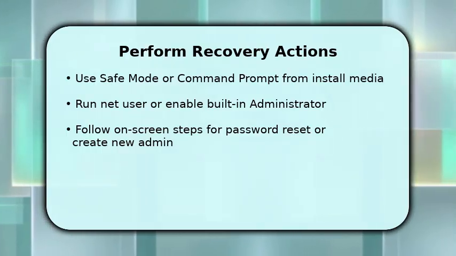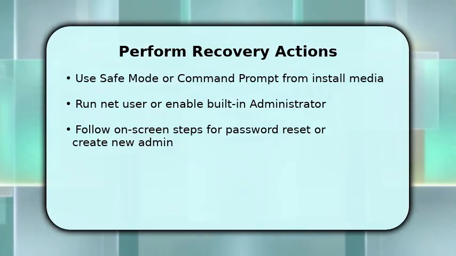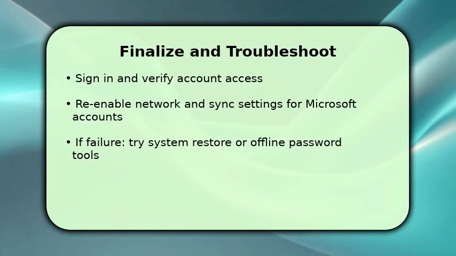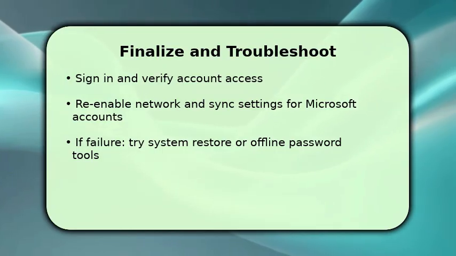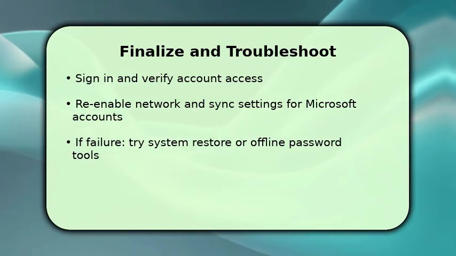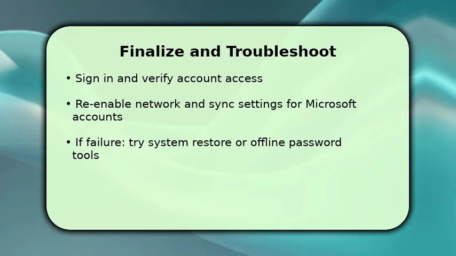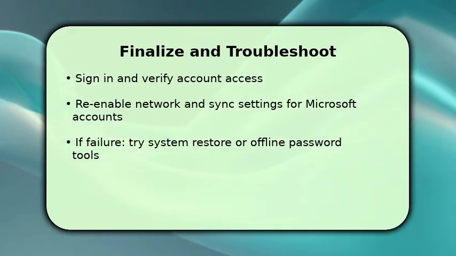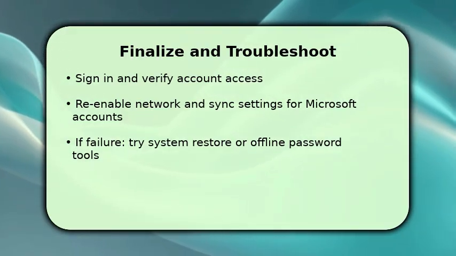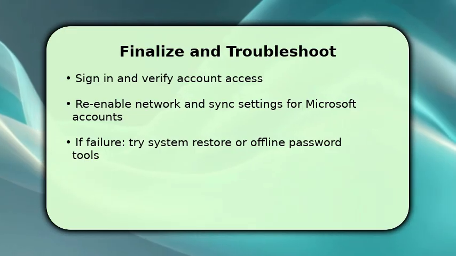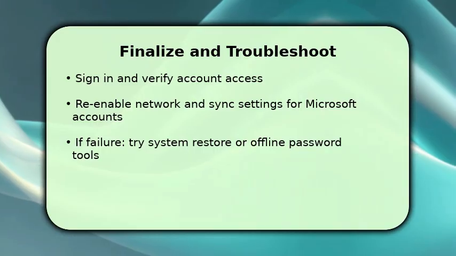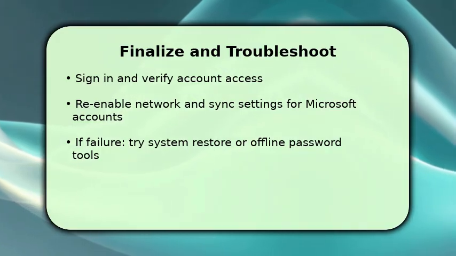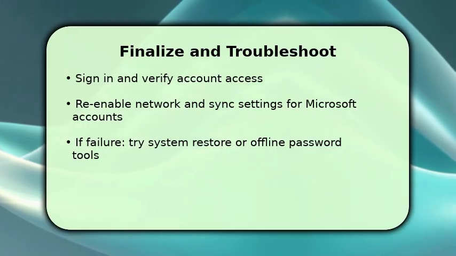Finish by signing in with the reset or newly created admin credentials and verify file access and settings. Once stable, reconnect the network and allow Microsoft accounts to resync. Make sure two-step verification and recovery info are updated. If you still can't log in, consider a system restore to a prior restore point or use a reputable offline password reset tool as a last resort. If tools fail, back up important files via rescue media before doing.